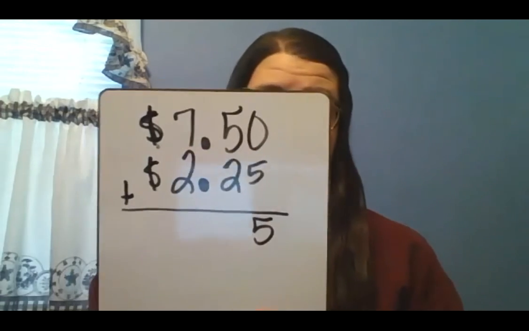But remember, if we were subtracting, we wouldn't be able to do that. We'd have to borrow. But we're adding, so we can do 0 plus 5. 0 plus 5 is 5. And then we have 5 plus 2, so 5, 6, 7. And then we just bring our decimal point straight down.